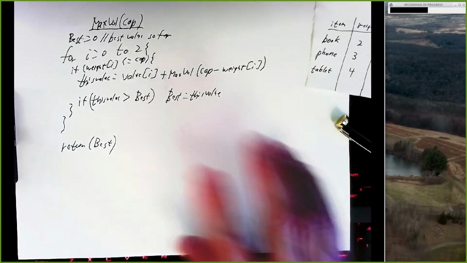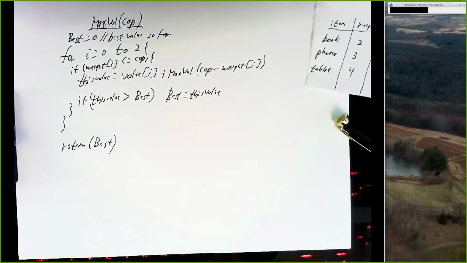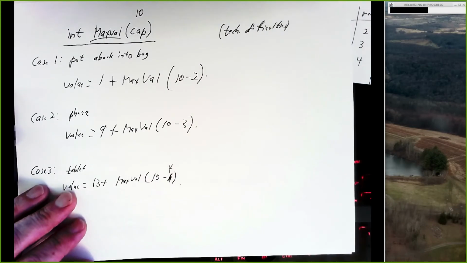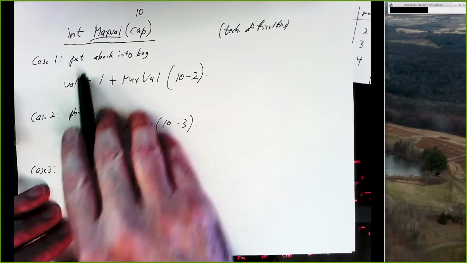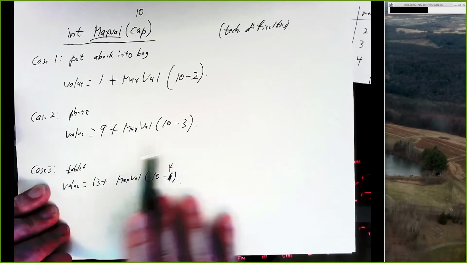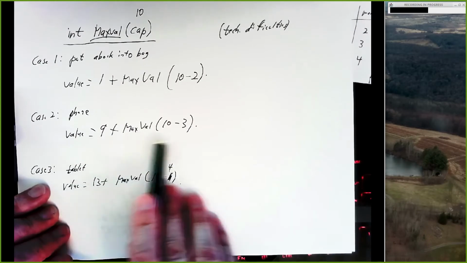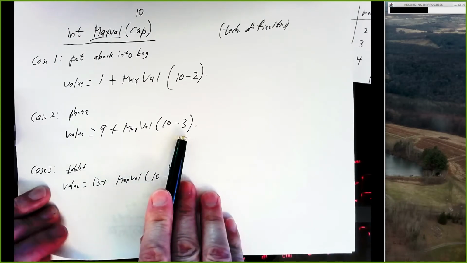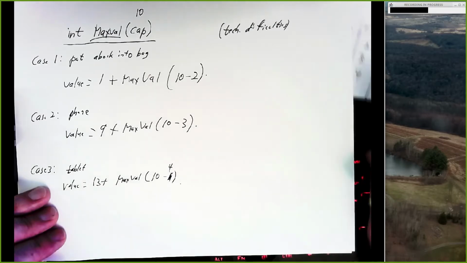So that's pseudocode, a little closer to actual C code, for how we can go about doing this. But the essence is we're thinking about each possible item we can put in first. And this calculation is the value of that item plus max val of the space that's left over in the bag.